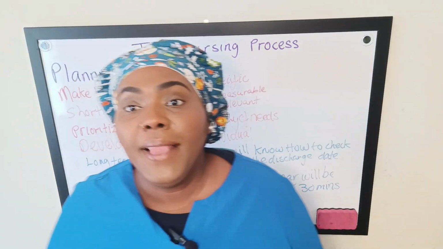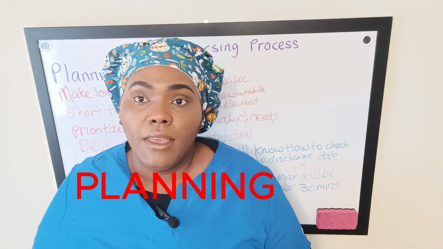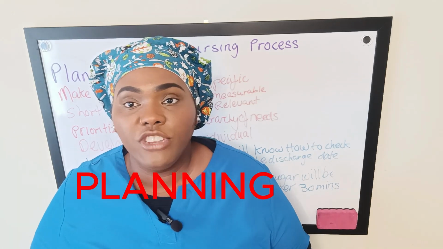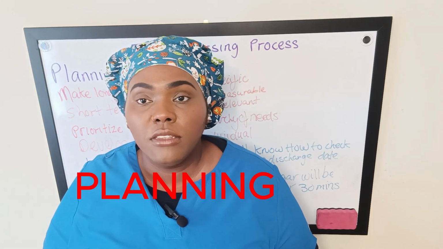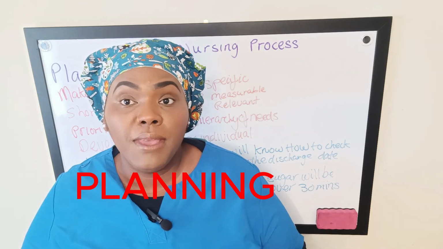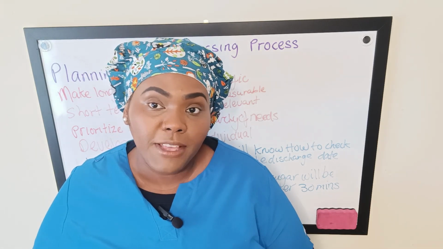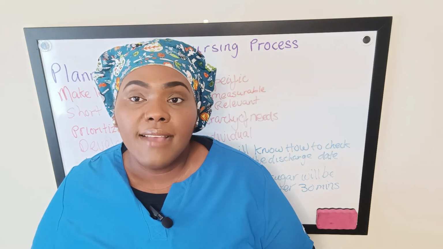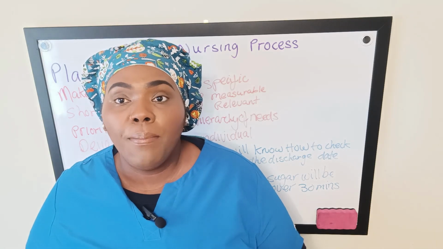So what can we say? Planning. Planning for our patient care. It means that after assessing our patient, diagnosing our patient, we have to make a plan for how we are going to manage this patient based on our diagnosis and the patient's clinical presentation. So our patient in this scenario has a blood sugar of 40.